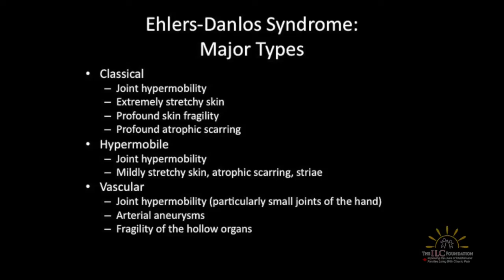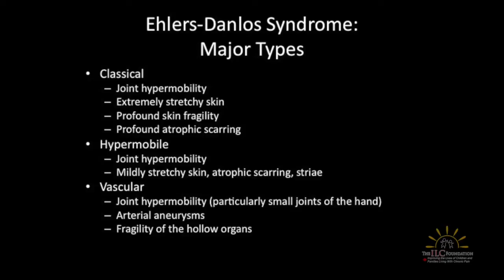But the major types are the classical, hypermobile, and vascular types. And the classical type is marked by joint hypermobility, extremely stretchy skin, profound skin fragility, and profound atrophic scarring. And I'll show you some pictures of these in just a minute. The hypermobile type has joint hypermobility and mildly stretchy skin with atrophic scarring and striae.